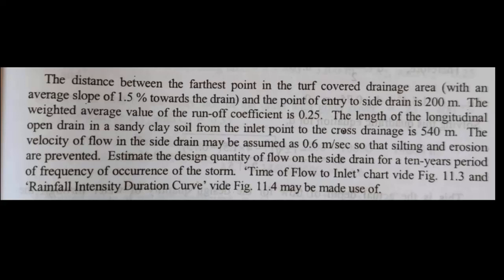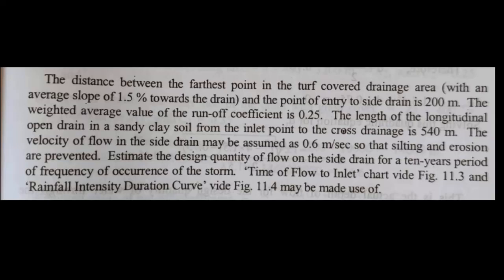Here we'll be discussing one simple example on surface drainage. The distance between the farthest point in the turf-covered drainage area, with an average slope of 1.5% towards the drain, and the point of entry to the side drain is 200 meters. The weighted average value of runoff coefficient is 0.25. Hope you are getting what we are discussing here.